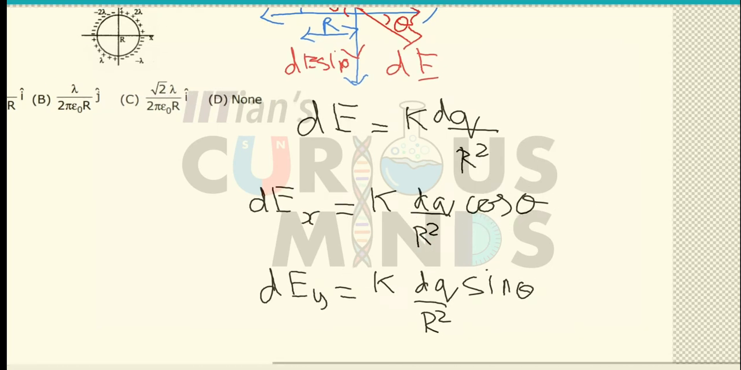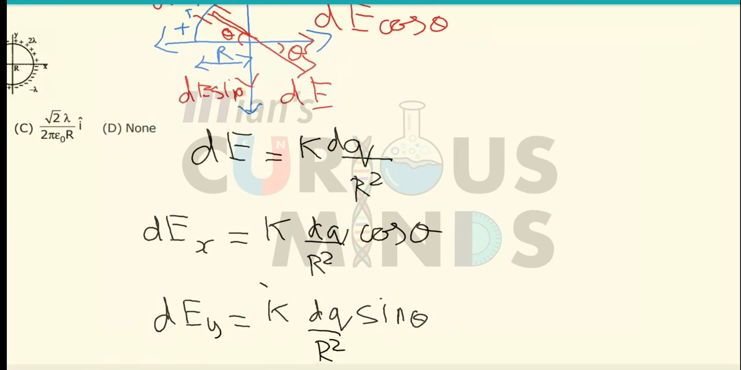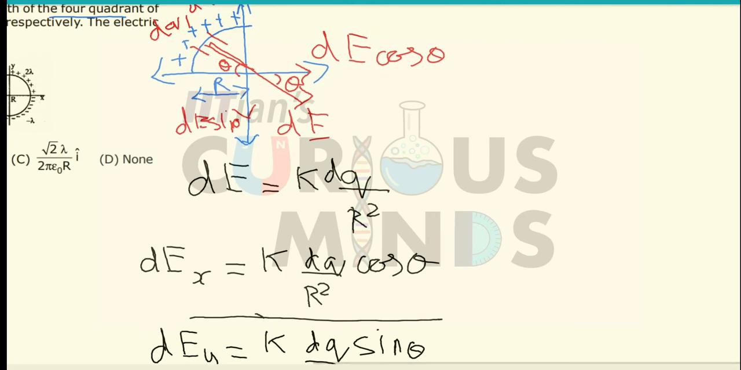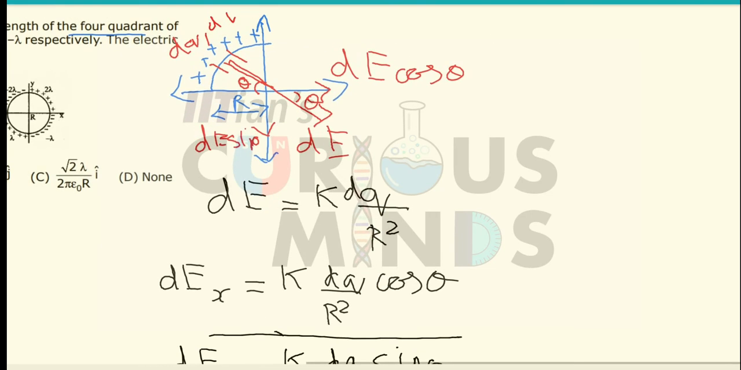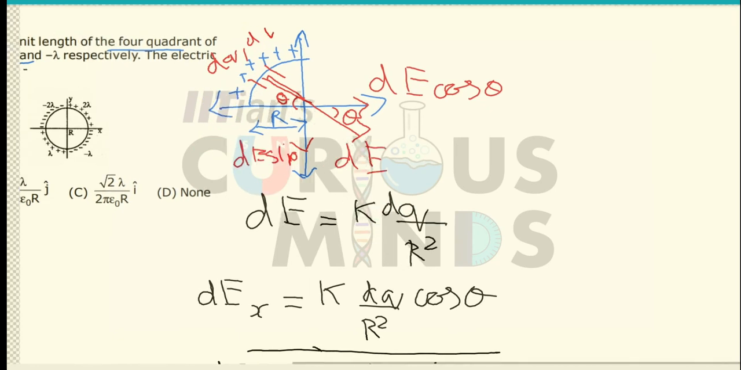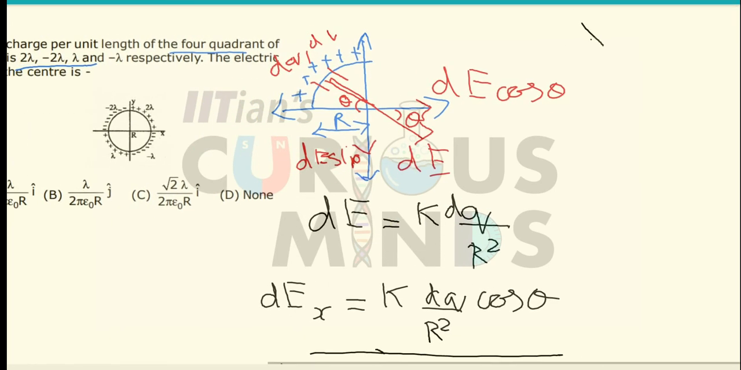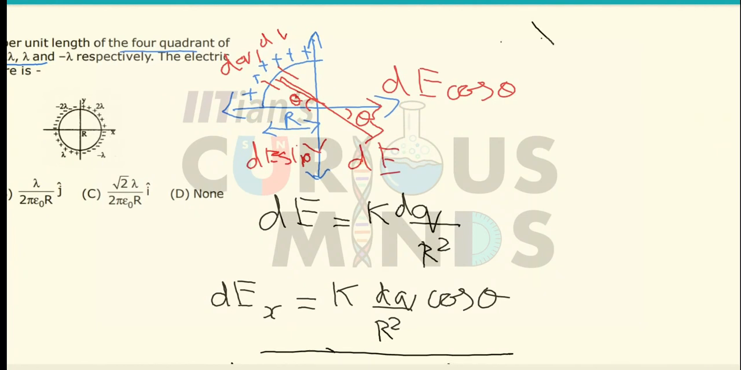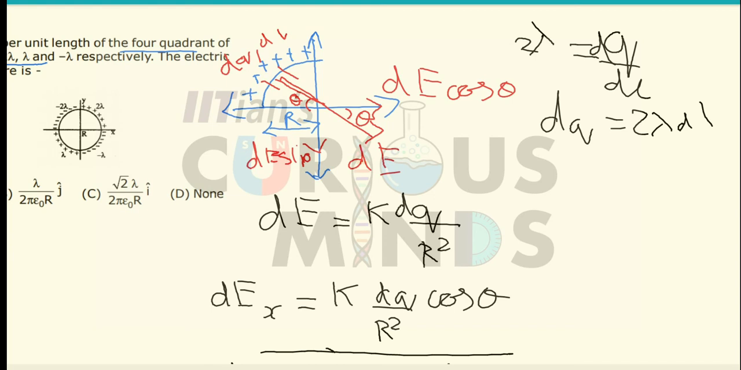So let me concentrate only on the x direction. The y direction will come out to be the same in terms of magnitude. Now dq can be written as, if I consider the charge per unit length to be 2 lambda for the time being, 2 lambda is equal to dq divided by dl. So dq can be written as 2 lambda into dl.